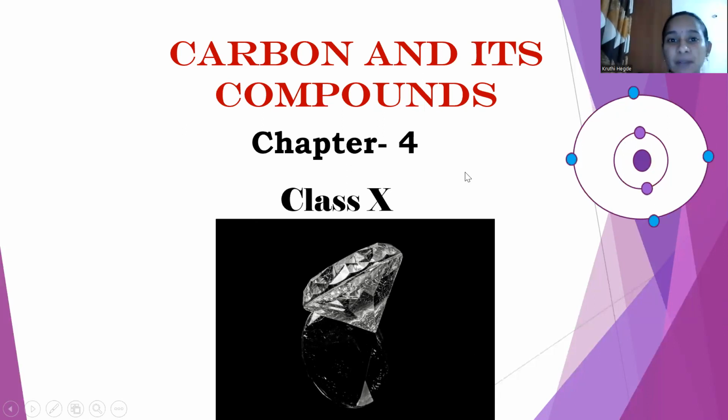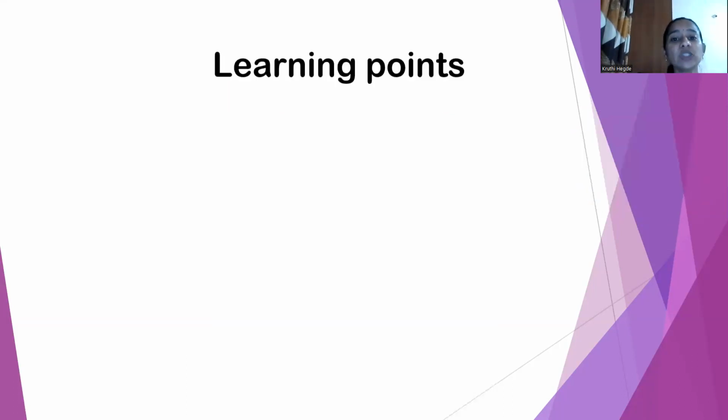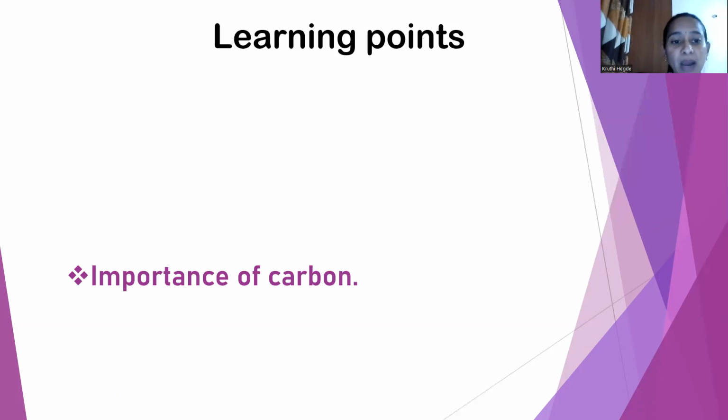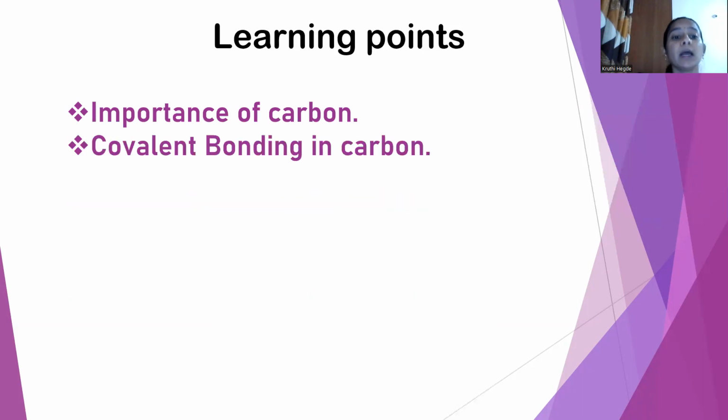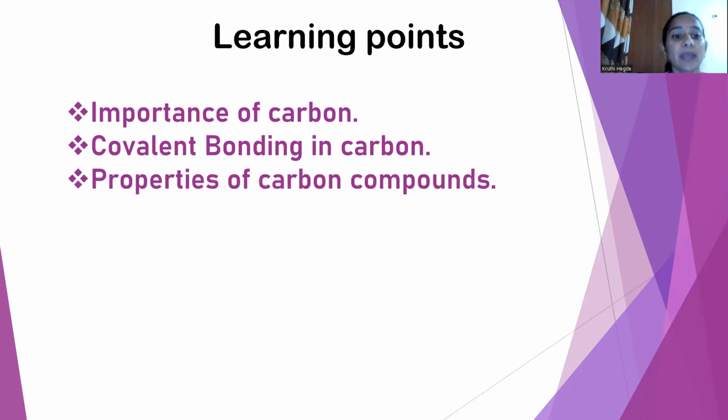Shall I move ahead? Let us now understand what are the learning points of this chapter, carbon and its compounds. In this chapter, we are going to discuss the importance of carbon. In our daily life, what are the materials that are made up of carbon? We are going to discuss covalent bonding in carbon, the type of bonding that happens in carbon. Then properties of carbon compounds.